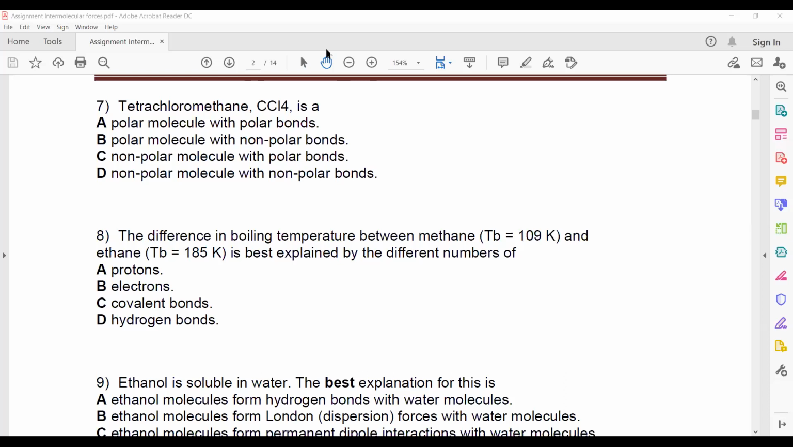So it is a non-polar molecule with polar bonds. So C is the right answer. Methane and ethane, they have different boiling points. What is the reason for that? Yeah, B is the right answer. Why? Because for carbon chains, the bonds are non-polar and the molecules are also non-polar, and attraction increases as the number of electrons in the molecule increases.